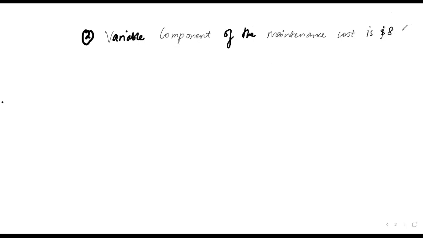The variable component. So you want us to come up with a variable component of the maintenance costs. This is the $8 per hour. This is what we have computed. $8 per what? Per hour. $8 per hour of service.